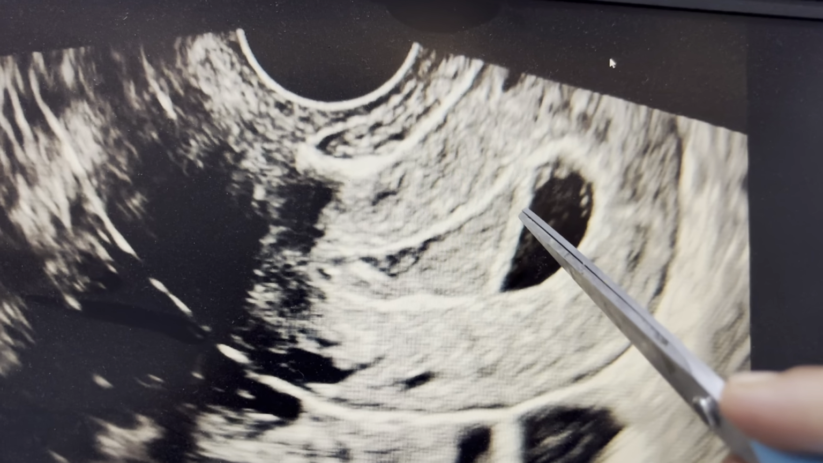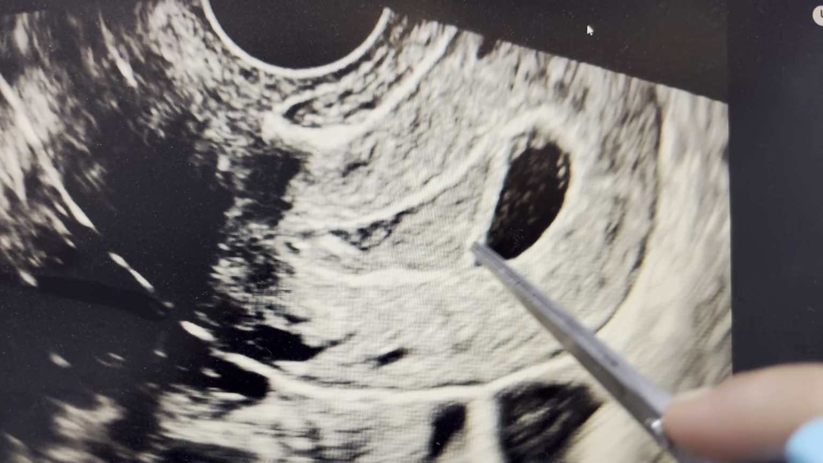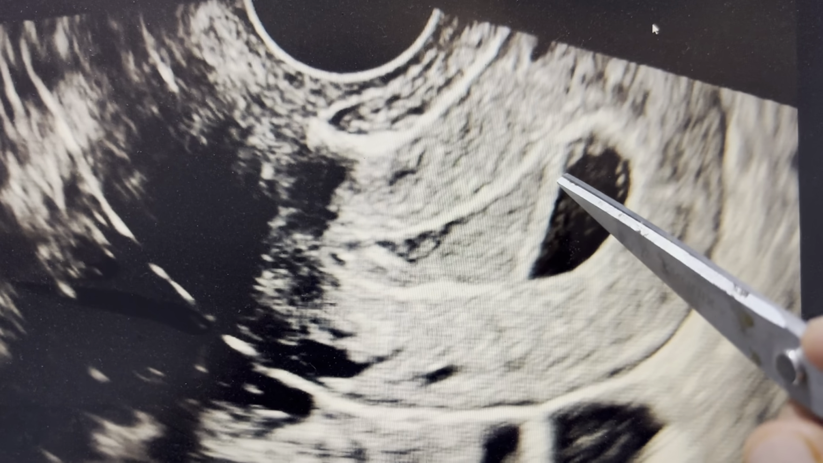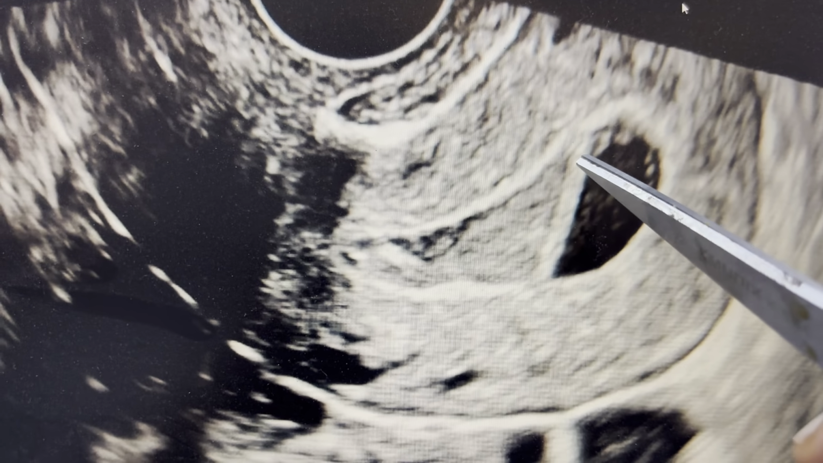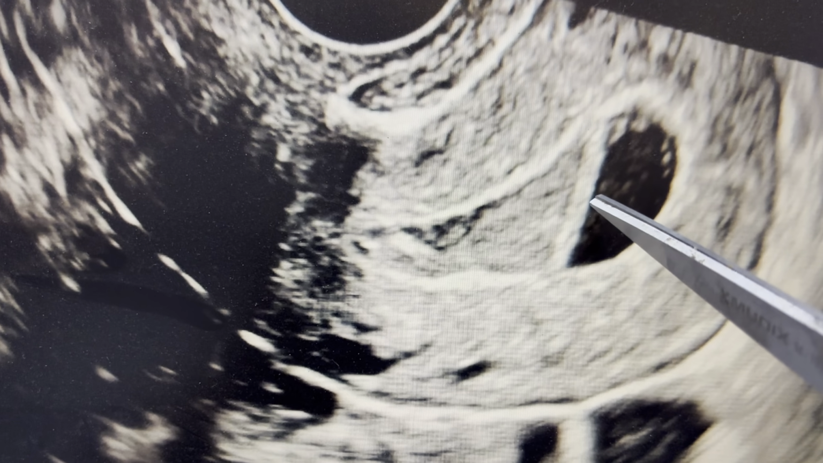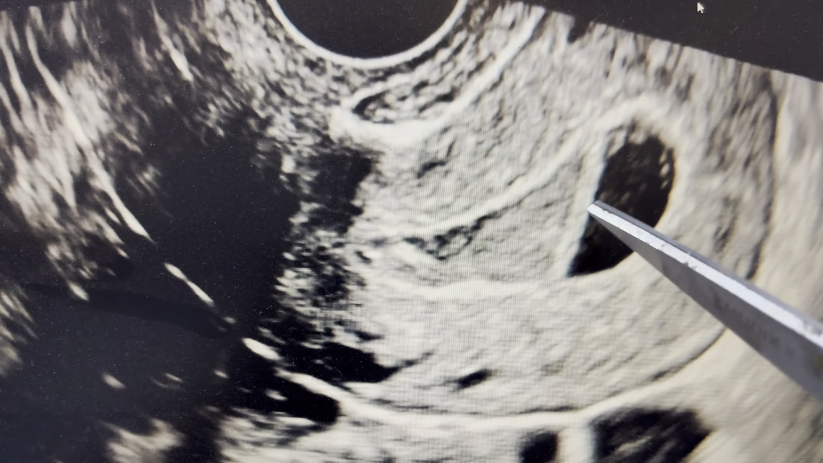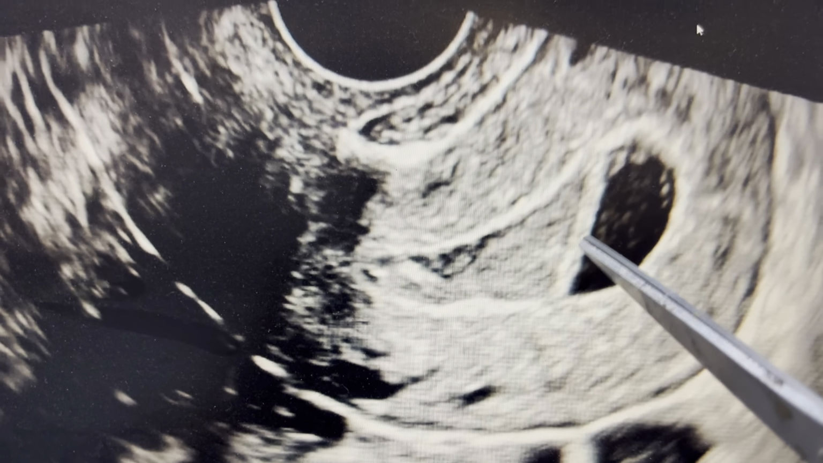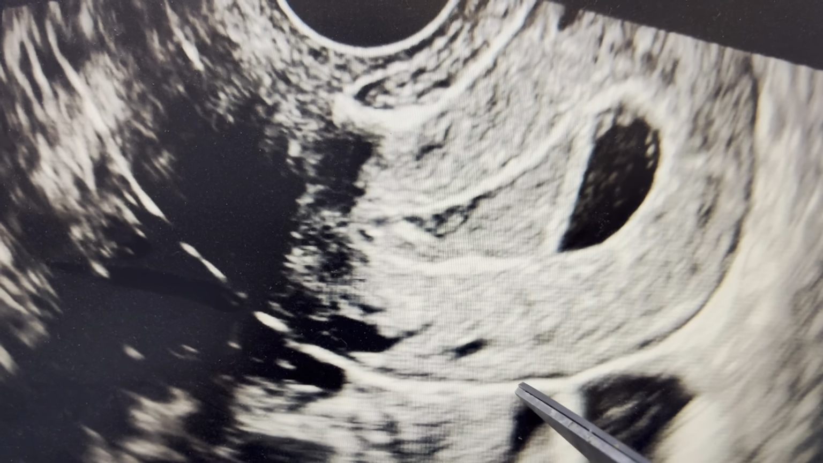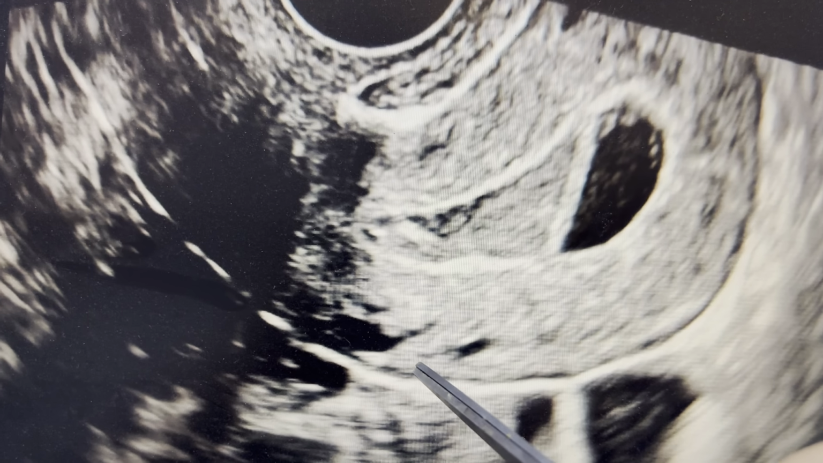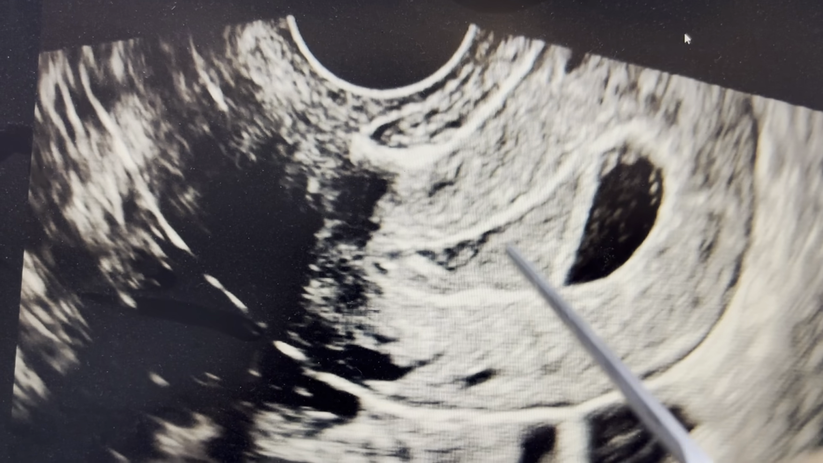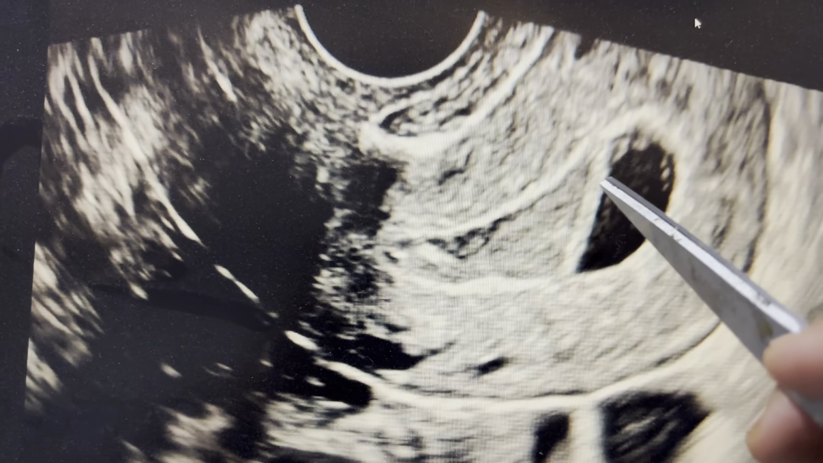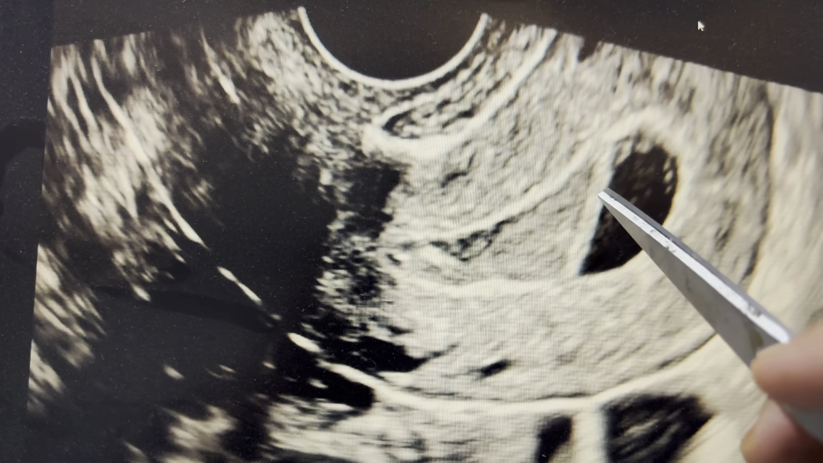And if this whole thing is the same fluid, then why is there a band over here? This band is so straight. Can you appreciate that this band is so straight from here to here? It's hyperechoic. This band's texture is similar to the serosa of the surface of the uterus, the uterine serosa. So it's a fibrotic band. Serosa is equal to fibrotic band.